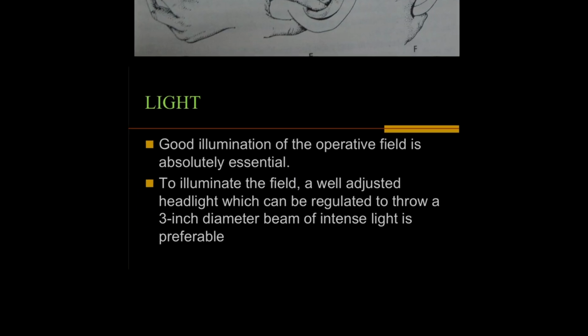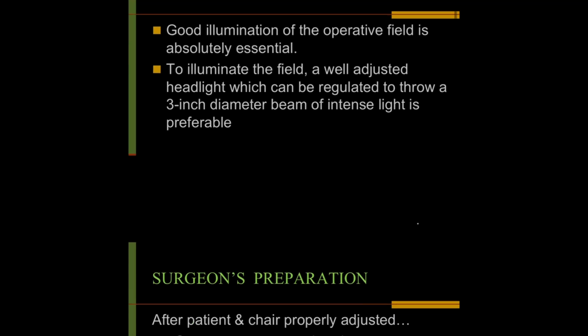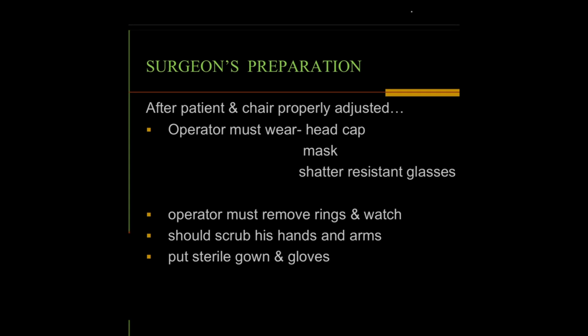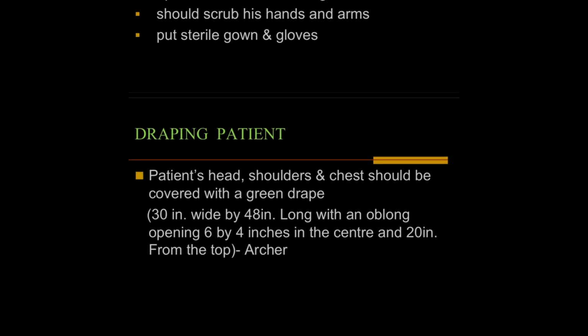Now comes light. Good illumination of the operative field is absolutely essential. There should be good lighting. Now, surgeon's preparation. After the patient is properly adjusted in the chair, the operator must wear a head cap, mask and shatter-resistant glasses. The operator must remove rings and watch, scrub hands and arms, and put on a sterile gown and gloves. Draping the patient: the patient's head, shoulders and chest should be covered with a green drape.